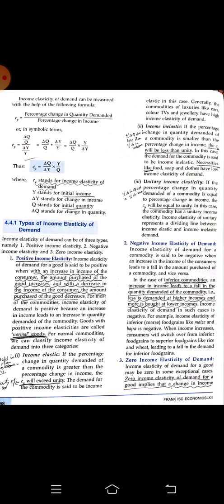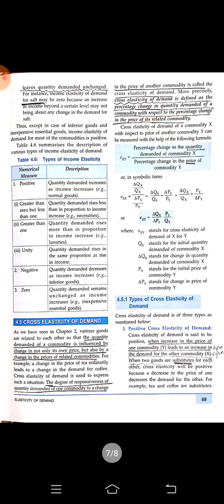Okay, next we have cross elasticity of demand. You can say that a change in the price of one commodity will affect the demand of another commodity, so it has a cross relation. If one product is changing its price, then it is affecting some other product.